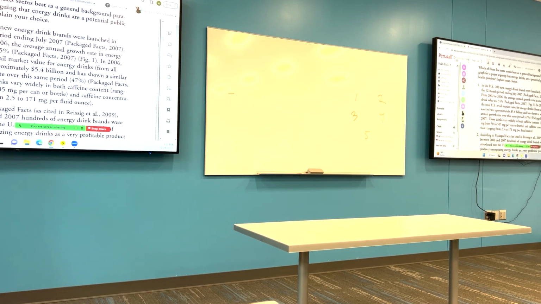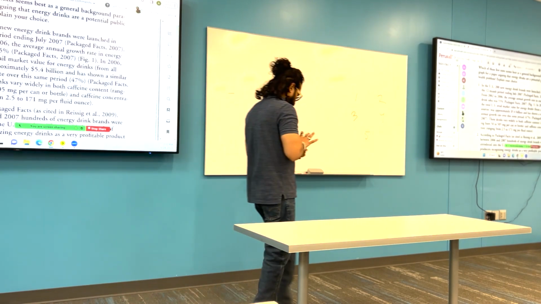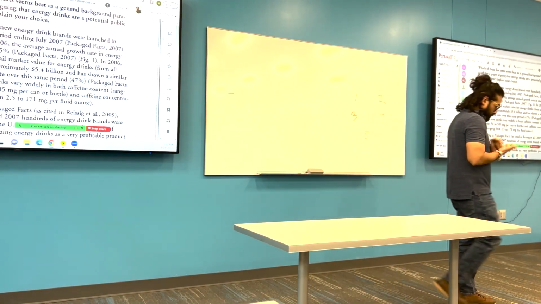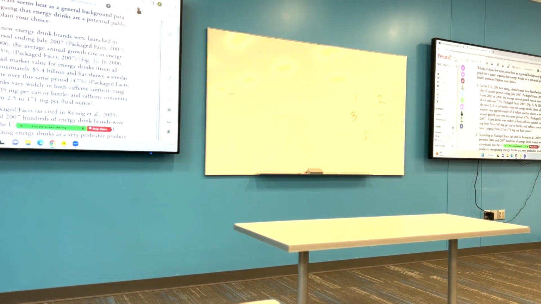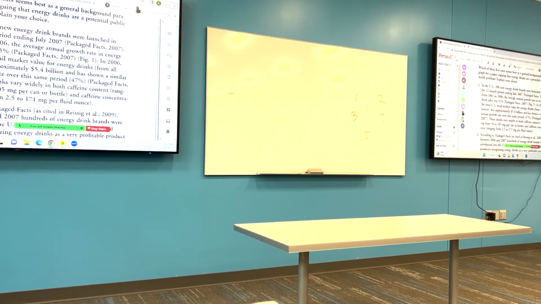I like it, and it covers everything that was talked about. It covers the health issues, the caffeine problem, the demand that is going on, the growth rates. But I was sticking to two before those.